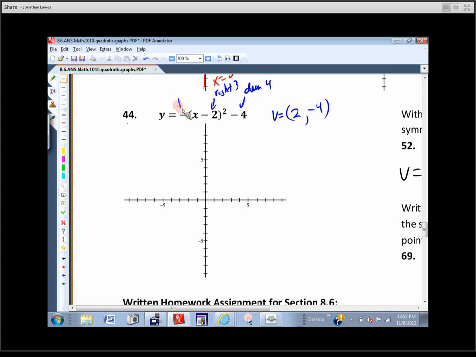And the only other thing that happens here is what, Sarah? Oh, yeah, sorry. Right 2. Sarah, what's the only other thing that happens here? Okay. So this tells us it opens down. Hasn't been stretched or shrunk at all. It's the same shape, it just opens down.